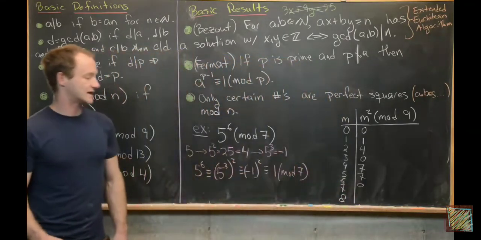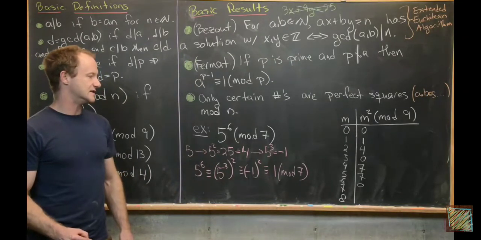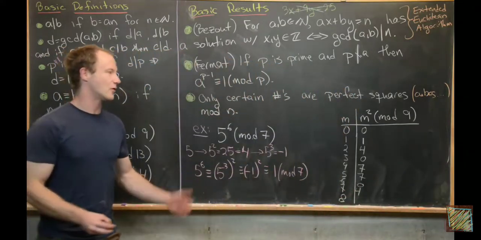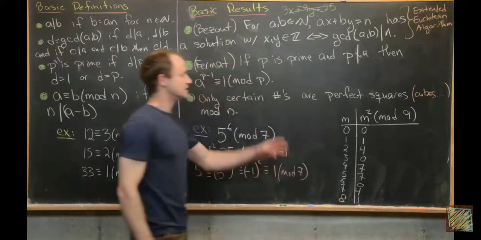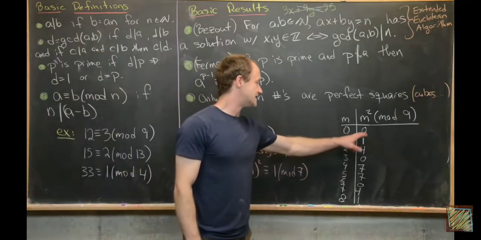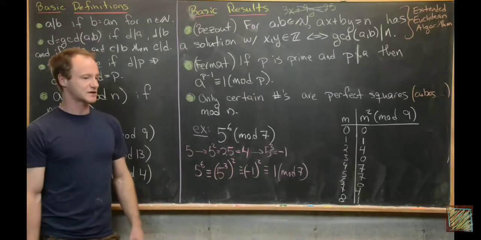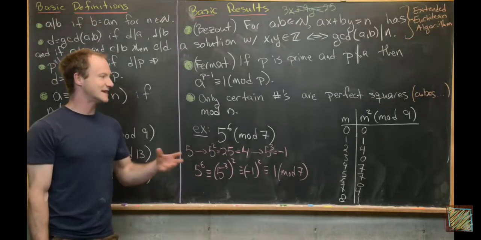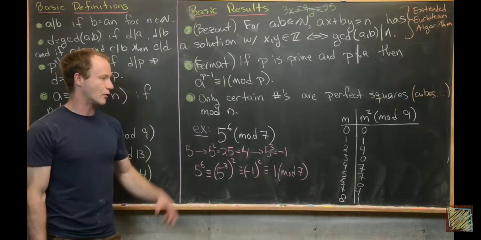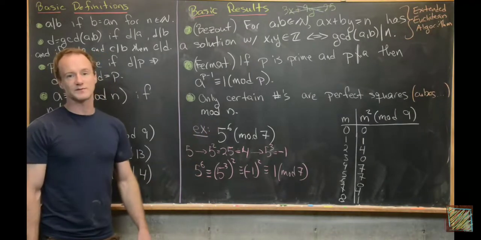If I square 7, I'll get 49, but let's see, 49 is 4 mod 9. And then if I square 8, I'll get 64, but that's going to be 1 mod 9. So notice we only have a certain number of perfect squares mod 9. We have 0, 1, 4, and 7. So that means it's impossible to square a number and get something that's congruent to, say, 2 mod 9, or 3 mod 9, or 5 mod 9, or 6 or 8 mod 9. So there are only those possibilities.